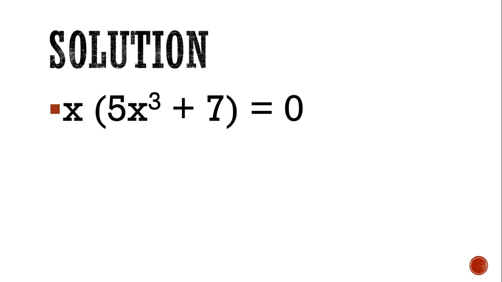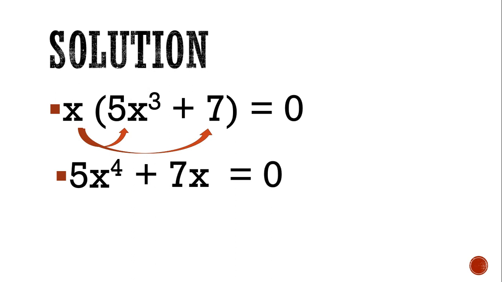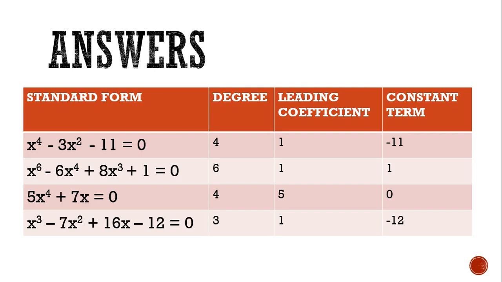Why? You need to distribute x to 5x cubed plus 7. That is, x multiplied by 5x cubed is 5x raised to 4. x multiplied by 7 is positive 7x. That is the standard form of that polynomial equation. Number 4, the standard form is x cubed minus 7x squared plus 16x minus 12 is equal to 0, having the degree of 3, leading coefficient of 1, and the constant term of negative 12.